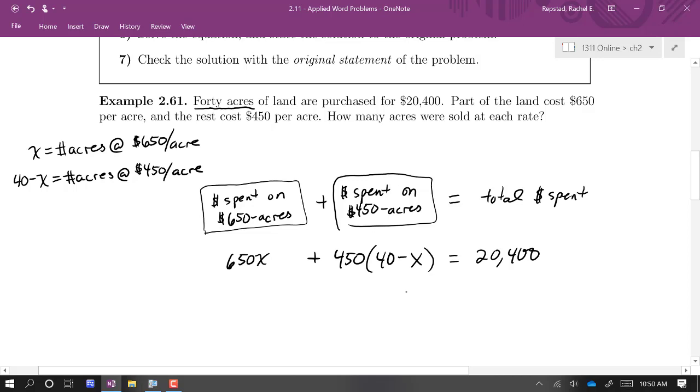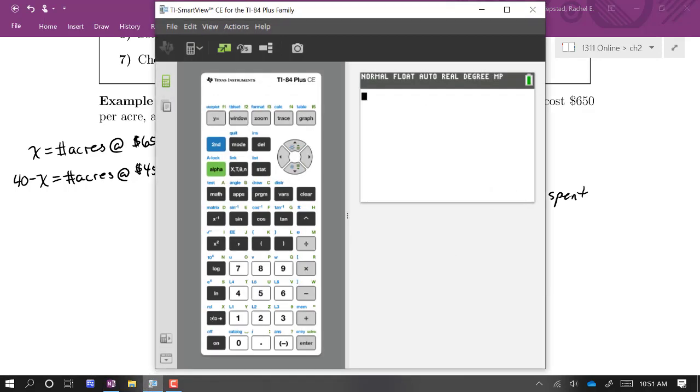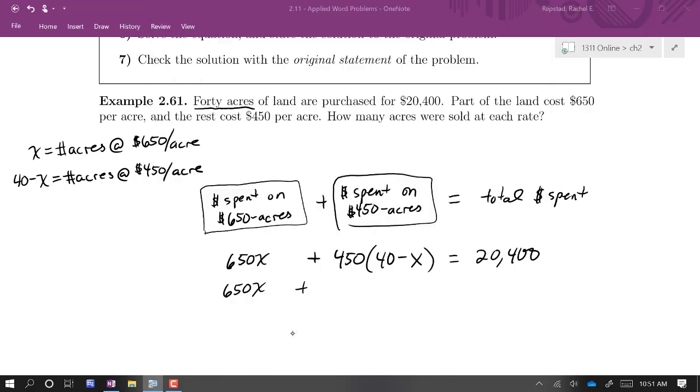Now I have an equation with a single variable that models this. It's a linear equation, and we know how to solve those. So let's get started. I'm going to distribute the 450. 450 times 40 is 18,000.